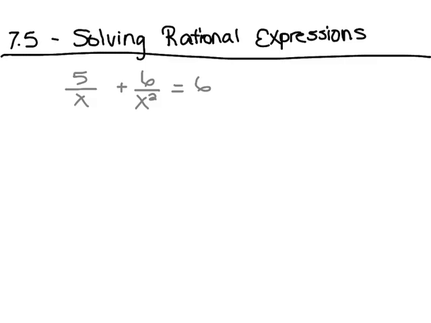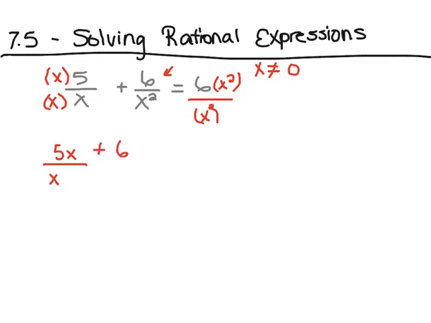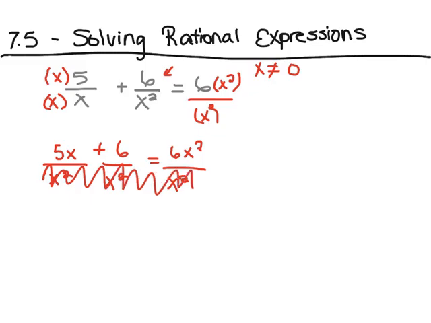For this one, first find your non-permissible values. X cannot equal 0. Now we're going to multiply. We want everything to be x squared on the bottom. So we'll multiply this equation by x. This one stays the same. And this one by x squared. So we'll be left with 5x plus 6 all over x squared equals 6x squared over x squared. These are going to cancel. So we have 5x plus 6 equals 6x squared.